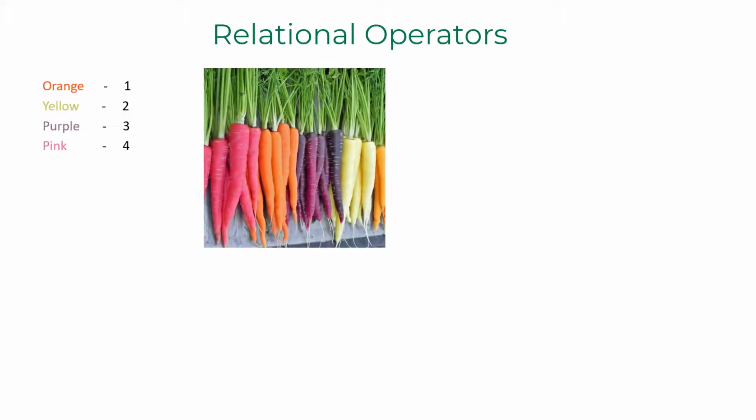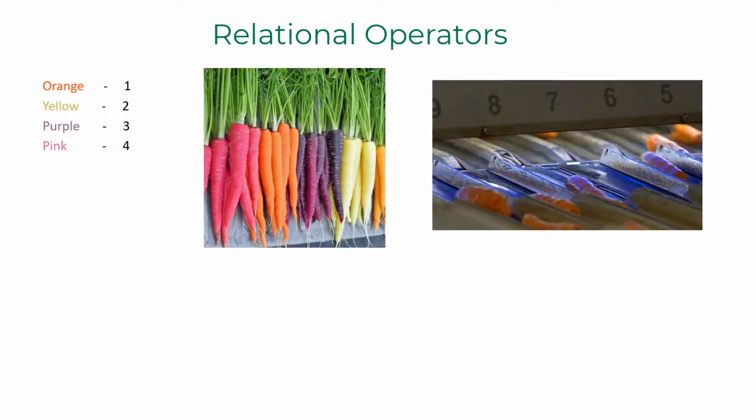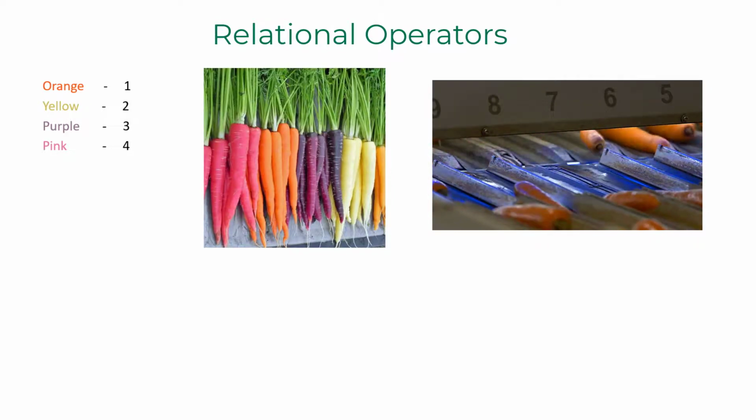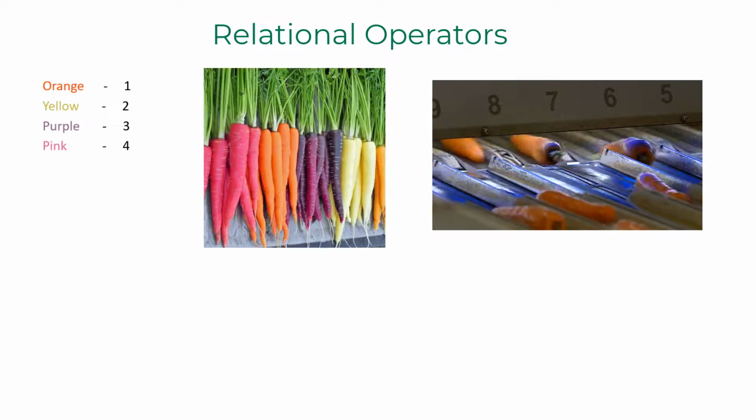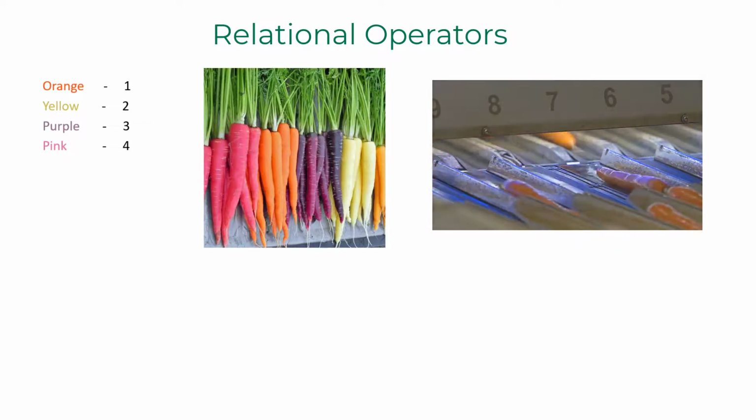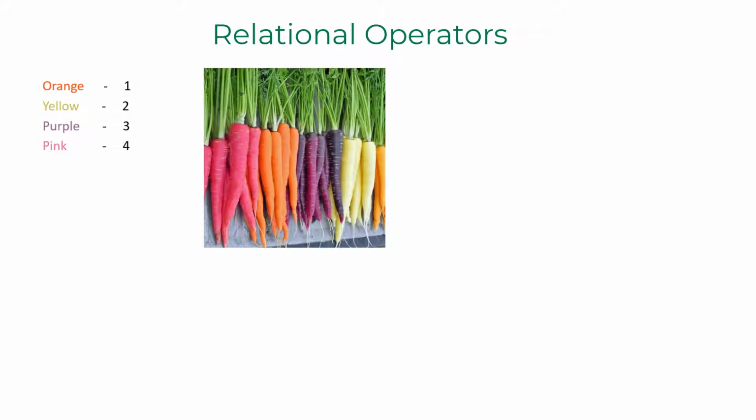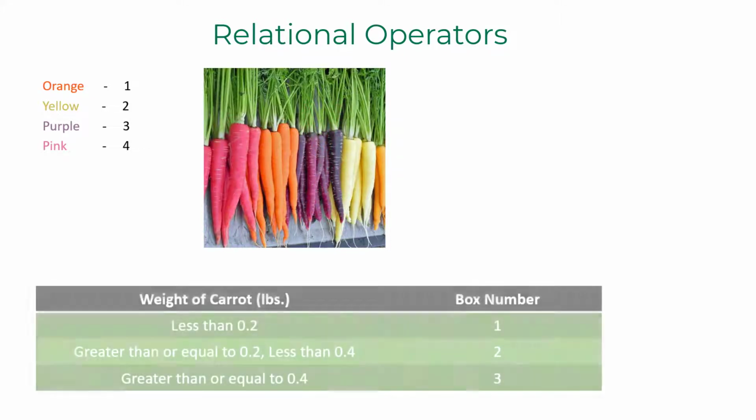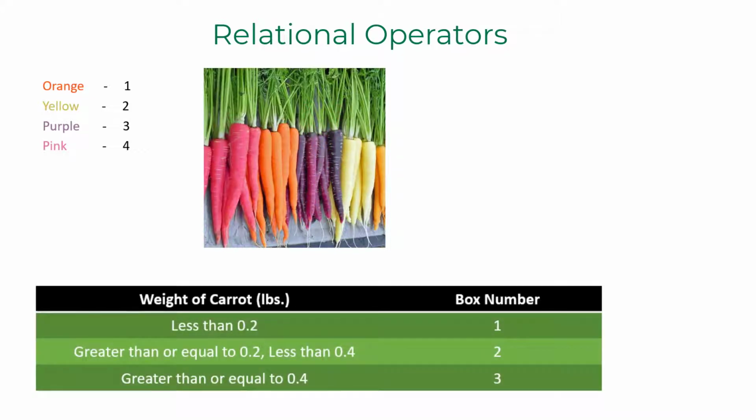Let us continue using the carrot sorting robot example in this lecture as well. Here is the task you need to complete using conditional statements and relational operators. If the color of the carrot is not purple, you have to sort the carrots based on their weight as specified in this table. Carrots weighing less than 0.2 pounds go to box 1. Carrots weighing greater than or equal to 0.2 pounds and less than 0.4 pounds go to box 2, and the rest of them go to box 3.